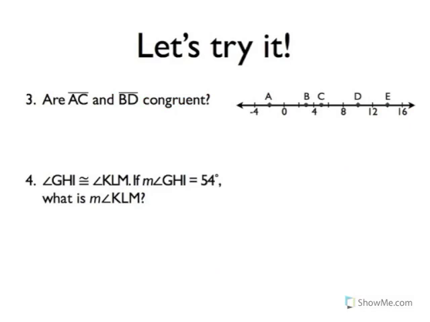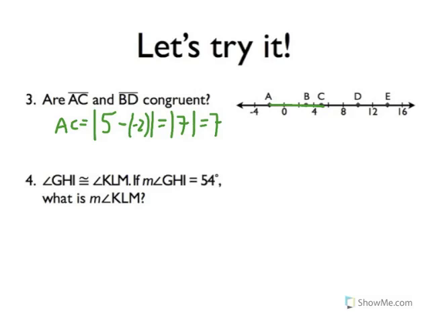So let's try this. Are segment AC and segment BD congruent? What we're going to have to do is compare their lengths. So let's find the length of segment AC. That's going to be the absolute value of the difference of the coordinate of C, which is 5, and the coordinate of A, which is -2. So the absolute value of 5 minus -2 would be the absolute value of 7. So segment AC has a length of 7.